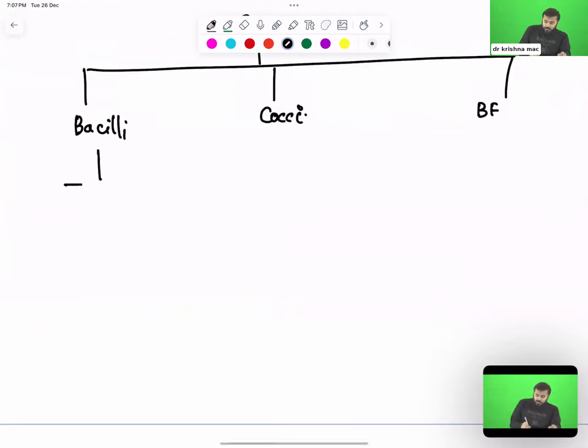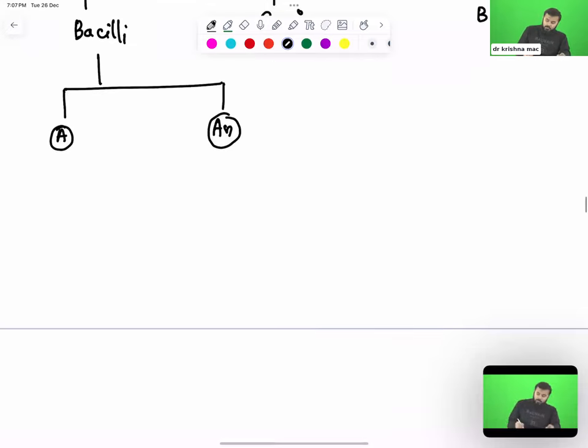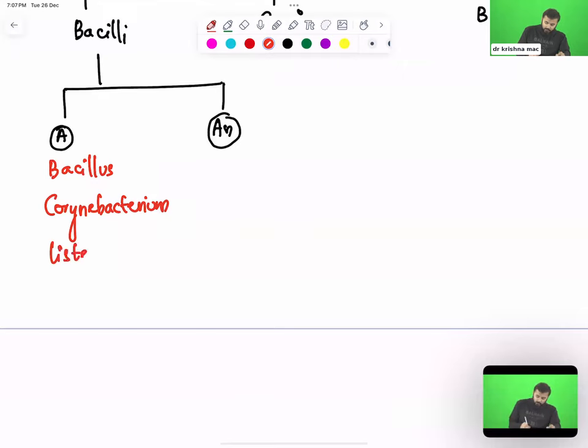Bacilli are in turn divided into two important groups. One is aerobic organisms, another one is anaerobic organisms. I had said this as well. Within the aerobic organisms, we will discuss bacillus, corynebacterium, and another one called Listeria. Coming to anaerobic, we already discussed clostridia.